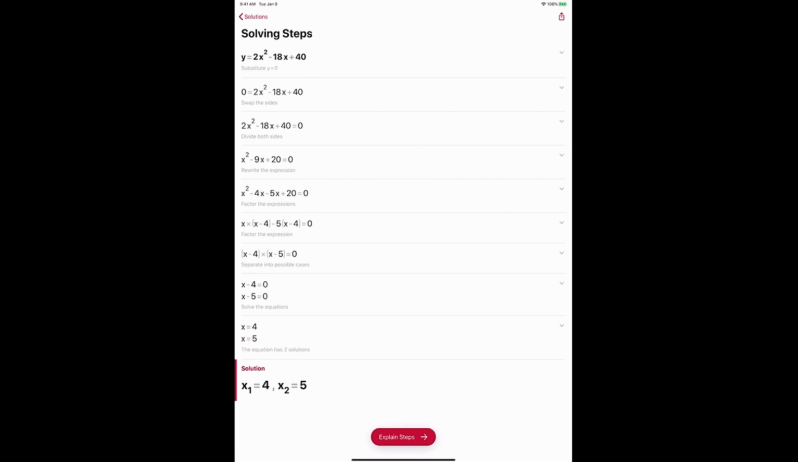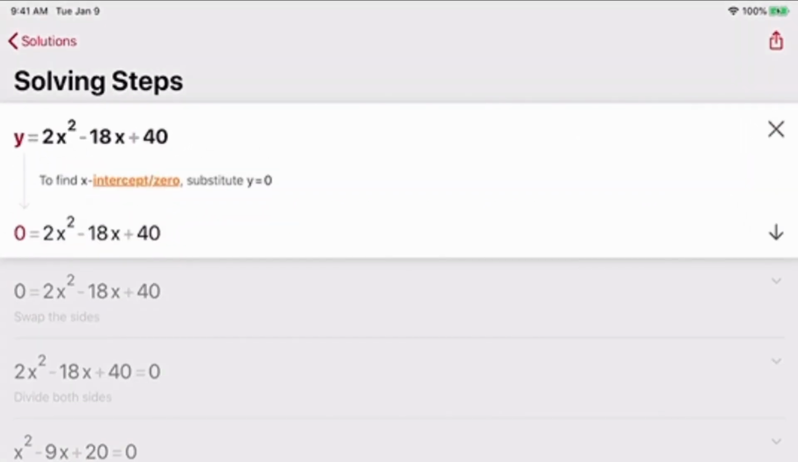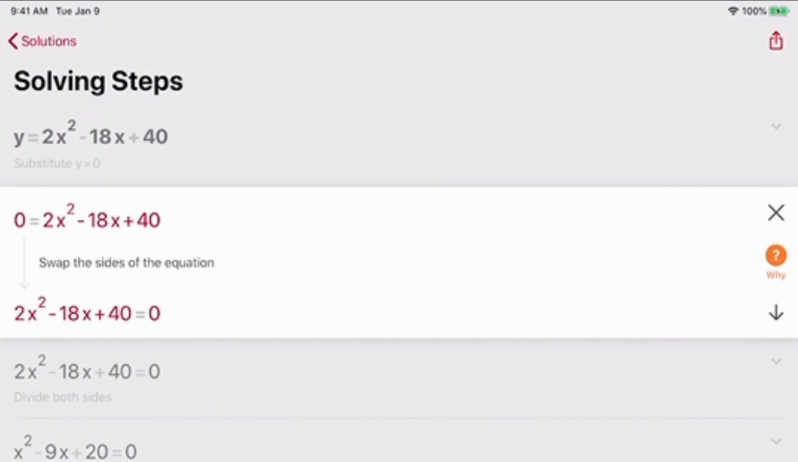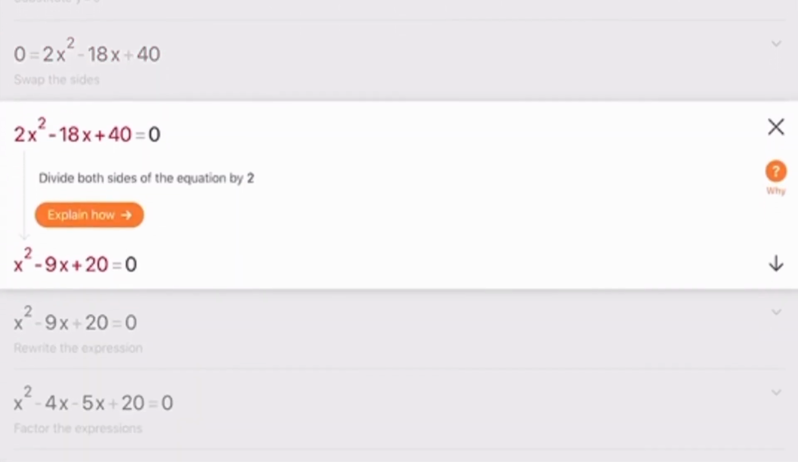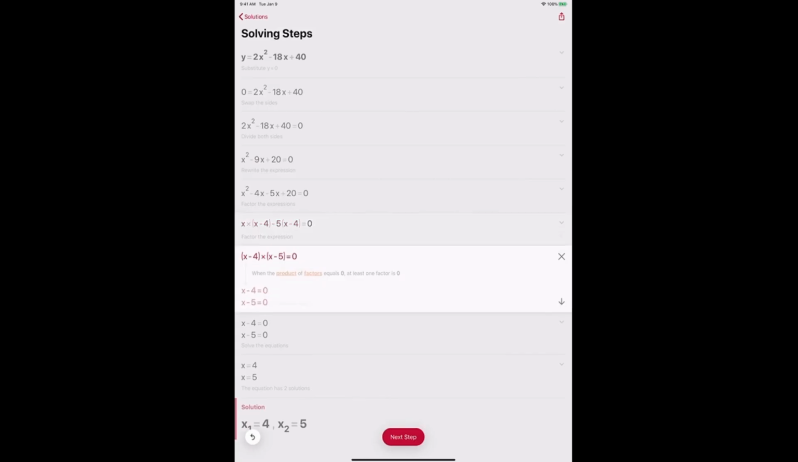And here's the solution all the way written down. You see these arrows down. You can open them up and it tells you what to do. To find the intercept, substitute the y for 0. It shows you the steps, right? It tells you what it's doing at each step. So we could go to the next step: swap the sides, divide both sides by 2. So you get rid of that. Write negative 9x as a difference. It just guides you through the whole thing all the way down, and then it gives you the solution right here.